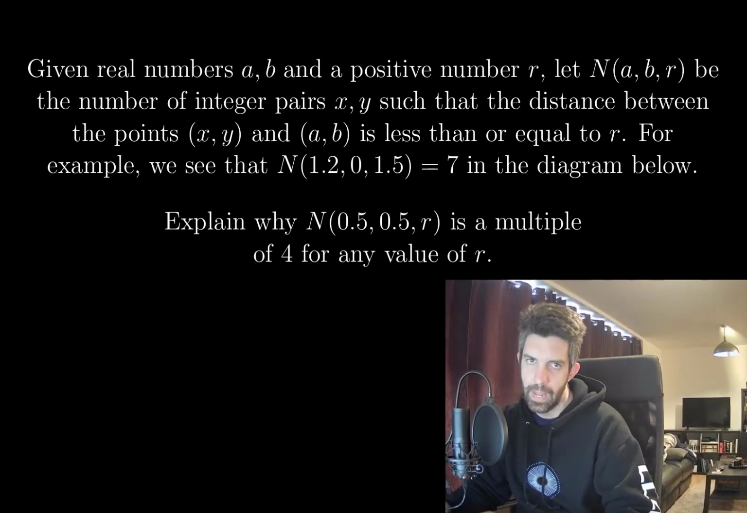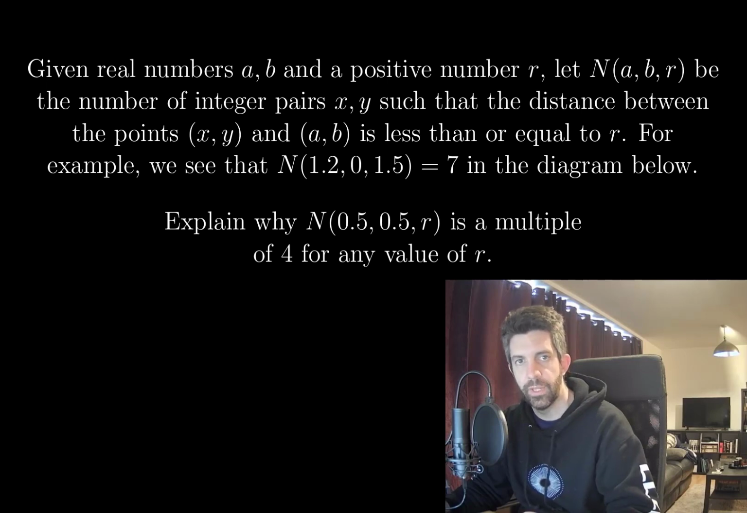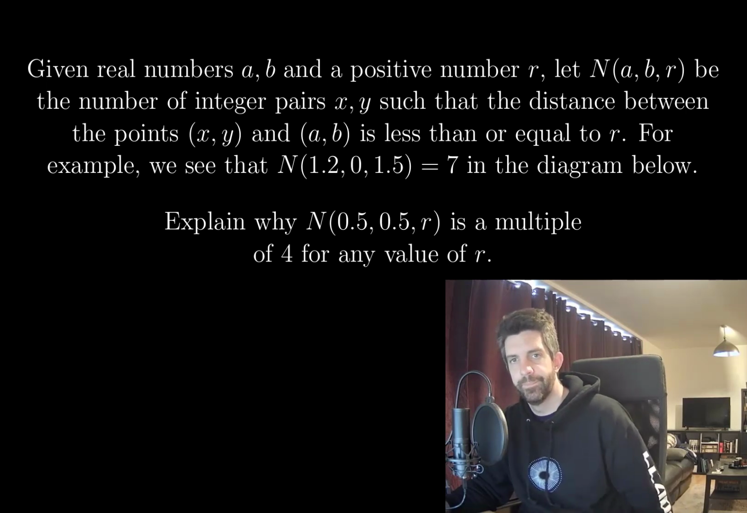Given real numbers a and b and a positive number r, let n(a, b, r) be the number of integer pairs x and y such that the distance between the points (x, y) and (a, b) is less than or equal to r. For example, we see that n(1.20, 1.5, ...) is equal to 7. And there's a diagram given here. I won't retrace the diagram, but there are 7 dots inside that circle.